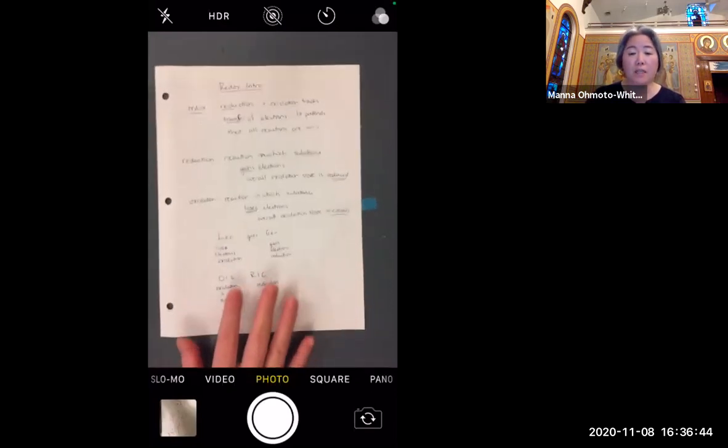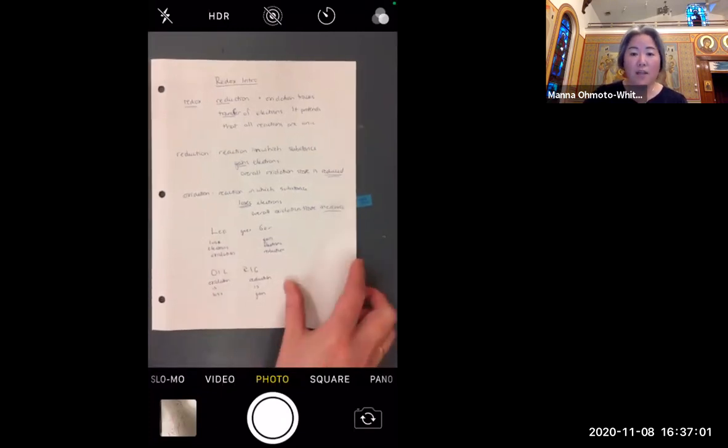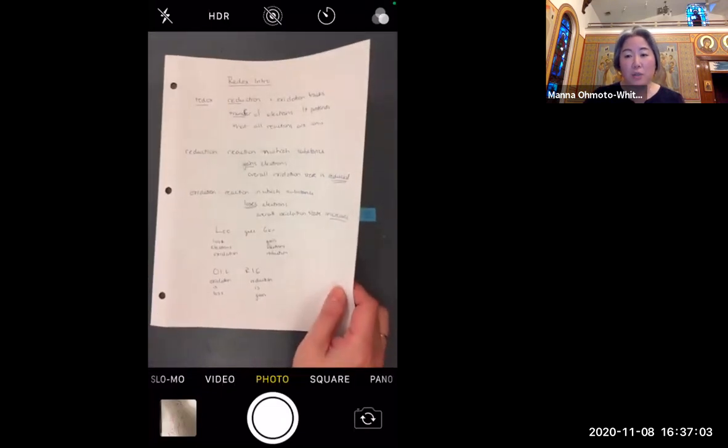So there are two mnemonics that go with this. You can either say LEO goes GER, in which losing electrons is oxidation, or gaining electrons is reduction, or OIL RIG. OIL: oxidation is loss, and RIG: reduction is gain. Either of those will help you remember that even though it feels counterintuitive, reduction is a gain in electrons.